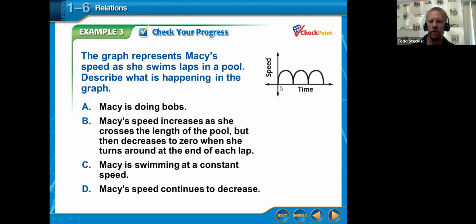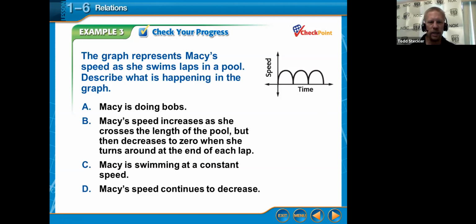As we move from left to right, in other words, as time goes by, it looks like Macy's speed at the beginning is getting faster. And then she reaches a maximum speed, and then she starts to slow down. And eventually she reaches and takes a little break, stops for a short time, then she starts up again, starts to increase her speed, and then her speed starts to decrease a little bit, and then it happens again.